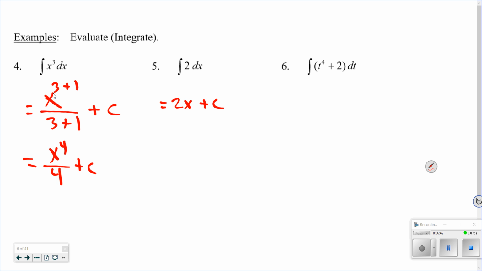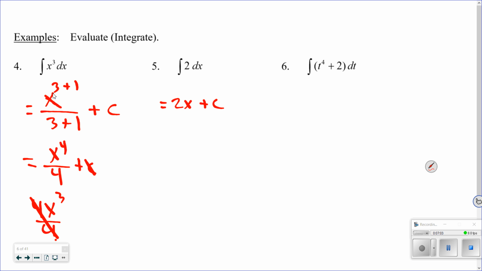And if you're not sure, just check the derivative. On this first one, if I take the derivative, the 4 would drop down, and I subtract 1 from the power. Those would cancel out. That gives me the x cubed, and the derivative of c is just 0, so it goes away. So I end up with the x cubed that I started with. All right, the derivative of 2x is 2. Derivative of c is 0, so I end up with 2.